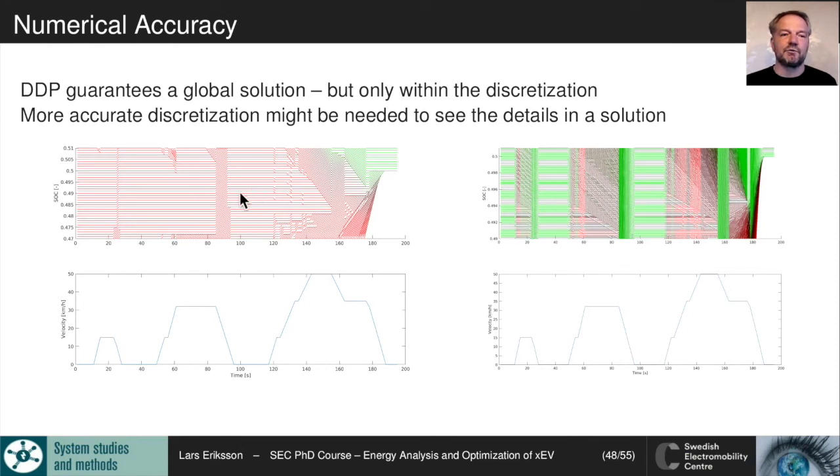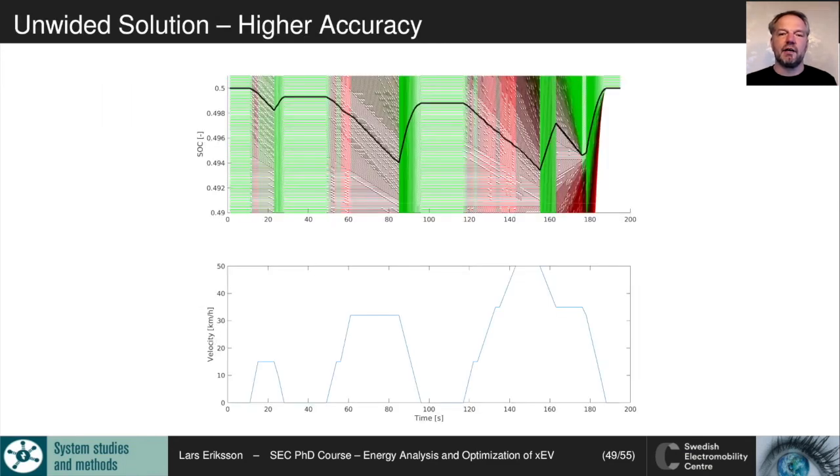So this was what we had previously, and this is something that is closer to what we were expecting, where we will do more regenerative braking and using more boosting in the acceleration and doing more normal driving in the middle, and finally doing a lot of regenerative braking at the end. We will look at another video where we do an unwinding of the solution with a better discretization.